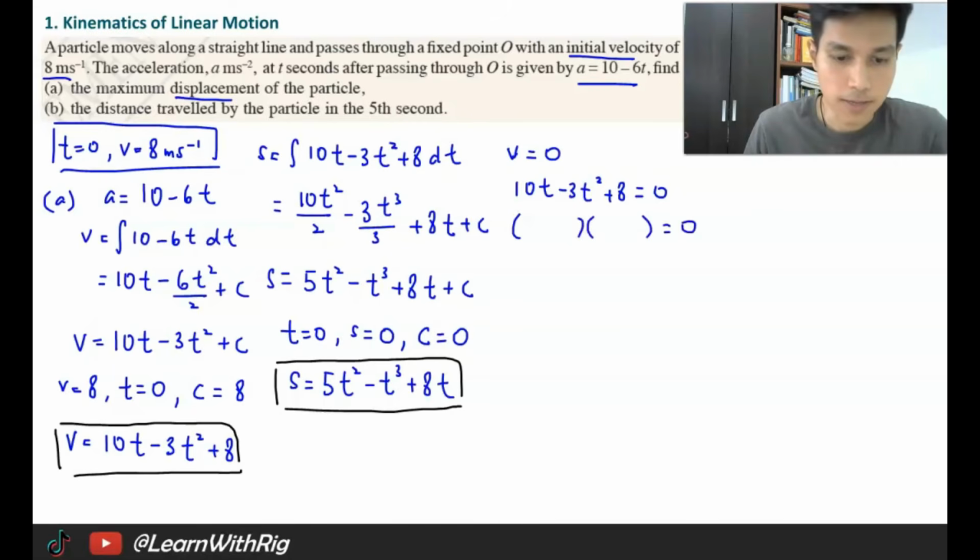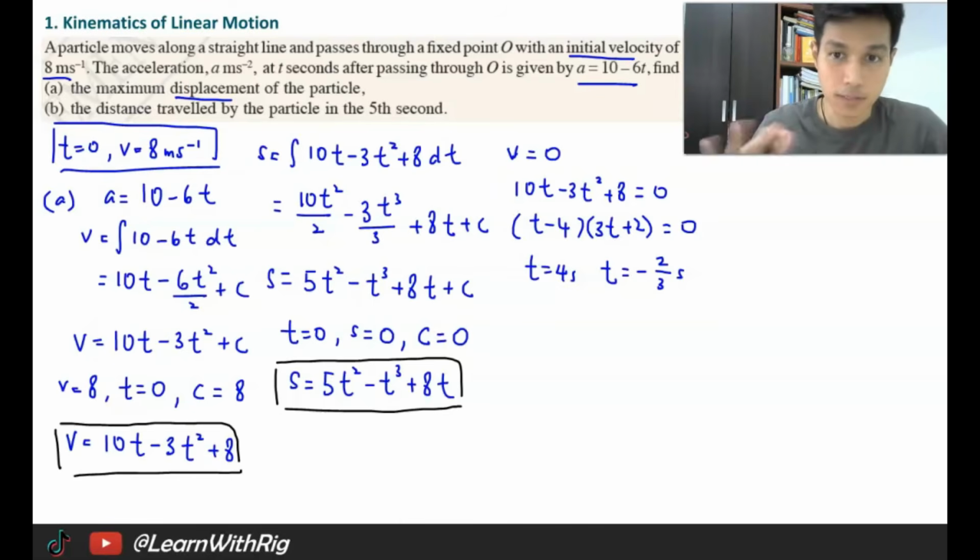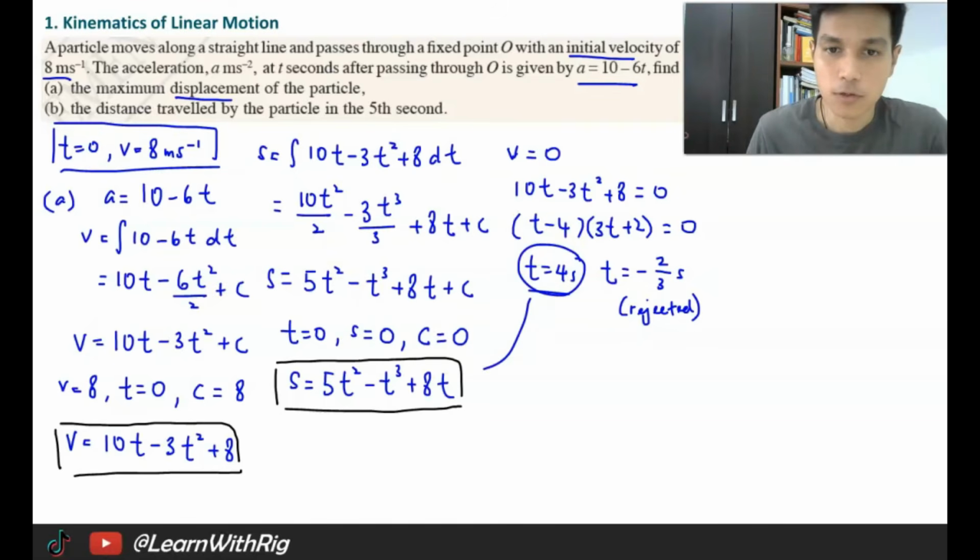You factorize, you will get (t minus 4) and (3t plus 2). Okay, so that means t is equal to 4 seconds and t is also equal to negative 2 over 3 seconds. So like I said, there is no negative time. There is no negative time. So this one will be rejected. So you're only looking for this. So when t is equal to 4 seconds, that is when you get your maximum displacement. So now you have to take this, substitute back into your displacement function to find the maximum displacement.